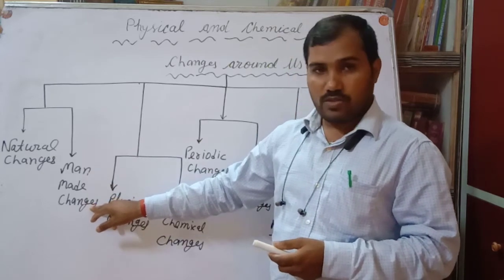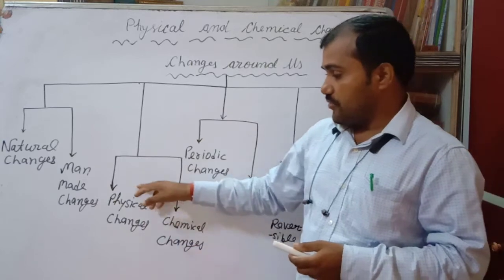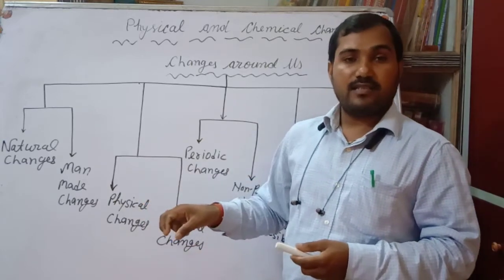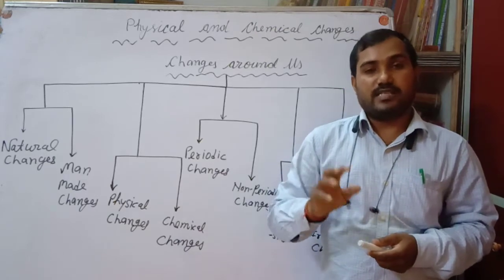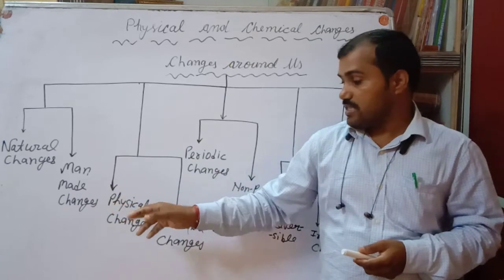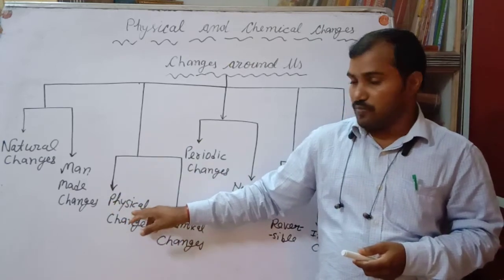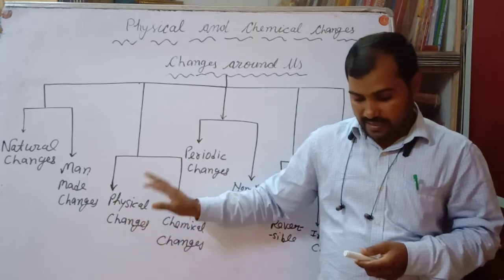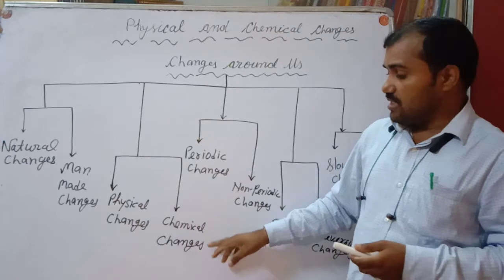Understood? Now, physical changes and chemical changes. Physical changes are the changes in which no chemical composition changes. It is generally reversible in nature, which we discussed in the previous classes. The color will not change, and it follows the law of conservation of mass, etc.